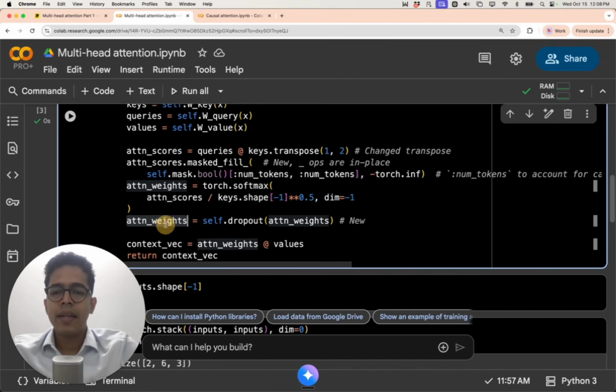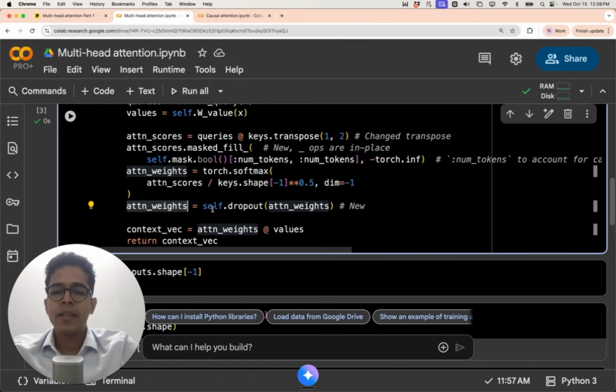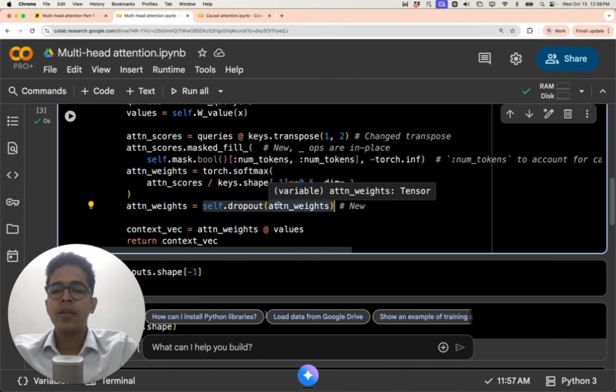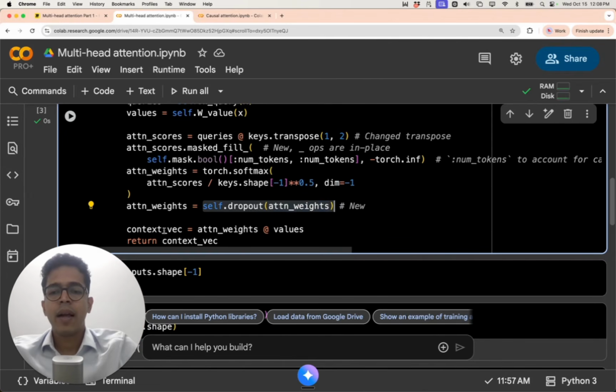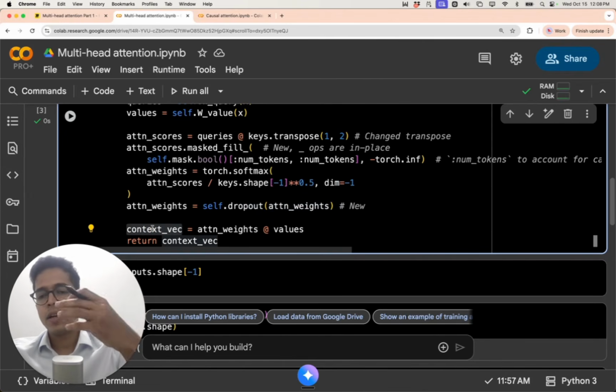Then the final attention weights will be these attention weights with dropout applied on top of it. After dropout is applied at a certain probability, certain weights will be masked, and the remaining weights will be scaled up by a factor of 1 by 1 minus p, where p is the probability with which you are masking. And then the final context vector is nothing but your attention weights multiplied by the values matrix.